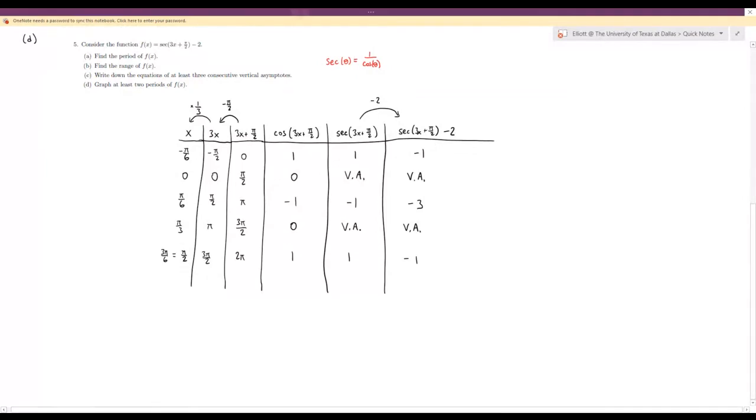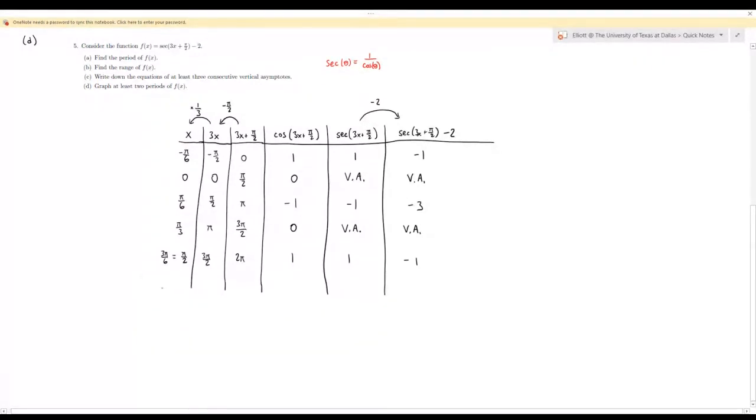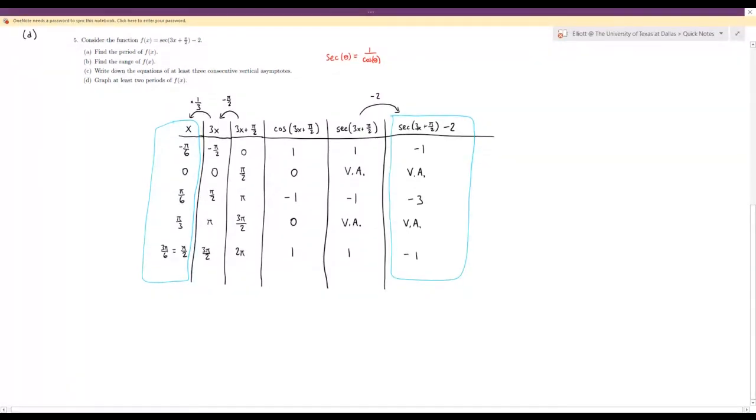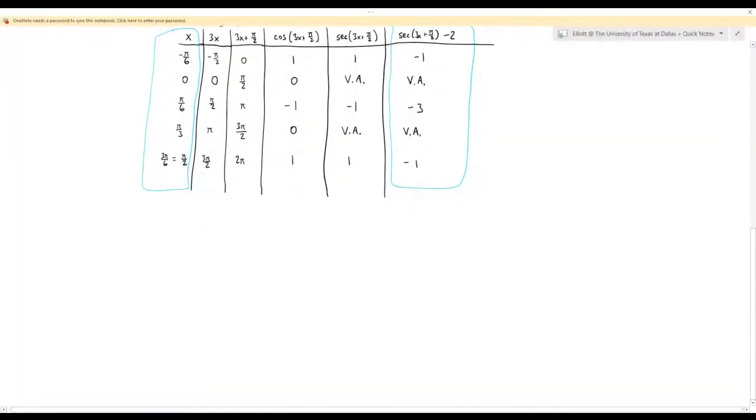And let's see here. Okay, so then we completed the 2 columns that we really needed. So the columns we needed were the x column here, and then the final column for our function. So with this information, we should be able to sketch one full period. So I'll try to do that down here. So let's start with minus pi over 6, 0, pi over 6, pi over 3, and then we had pi over 2.